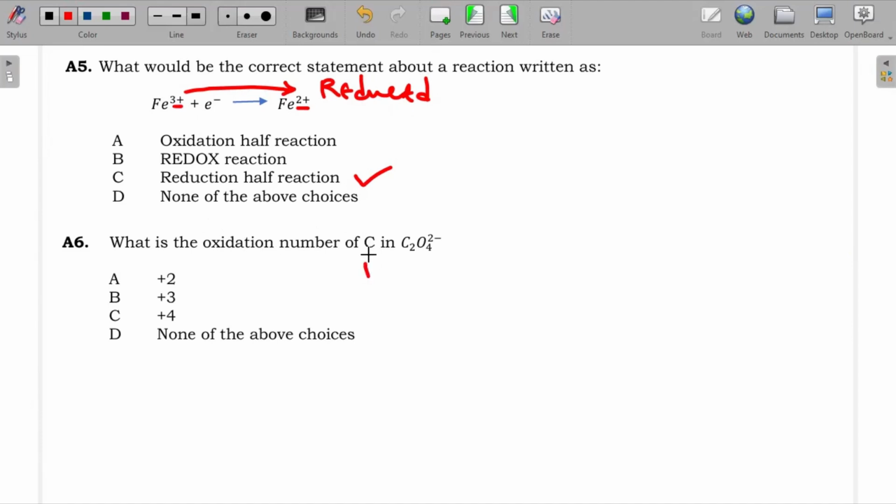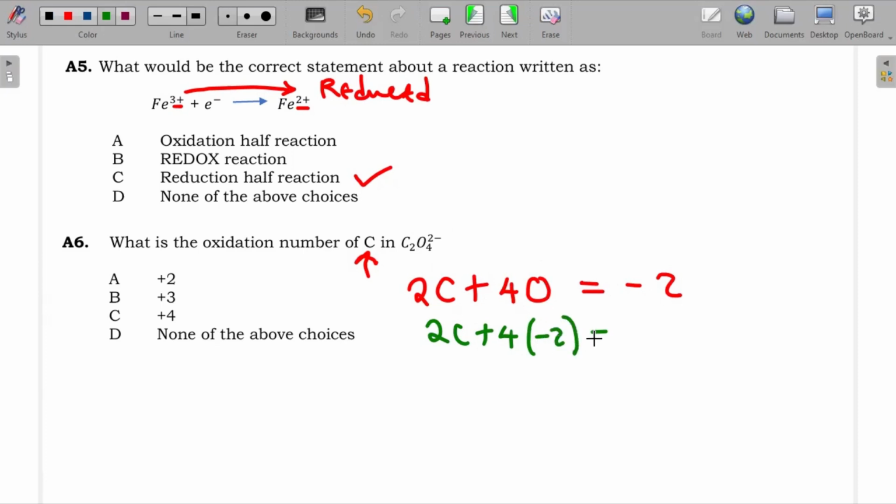What is the oxidation number of C in here? When I add the oxidation number of everything that is here, I should get a -2 because the charge there is -2. So 2 times the oxidation number of carbon plus 4 times the oxidation number of oxygen, I should get a -2, which is the charge there. We discussed these rules. So now 2C plus 4 times the oxidation number of oxygen, which is -2.